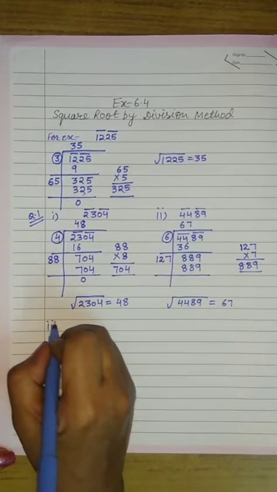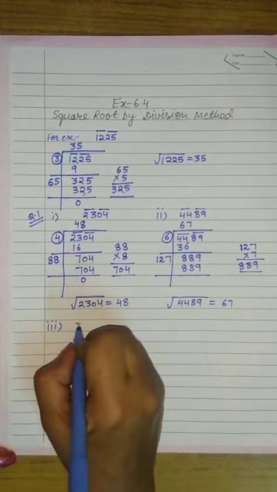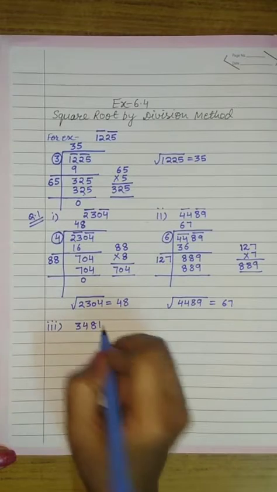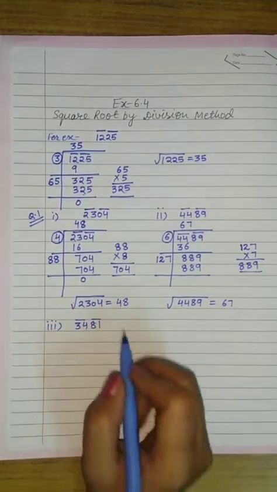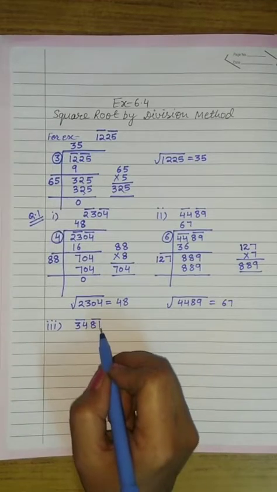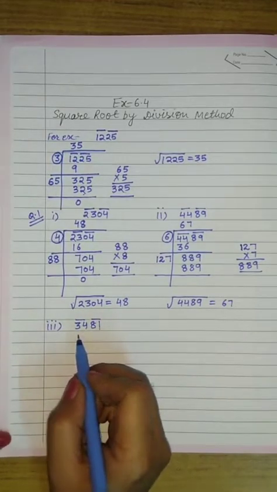Now the third part of this question is we have the number 3481. What is the first step? To divide the number into bars. So one bar is on 81 and one bar is on 34.